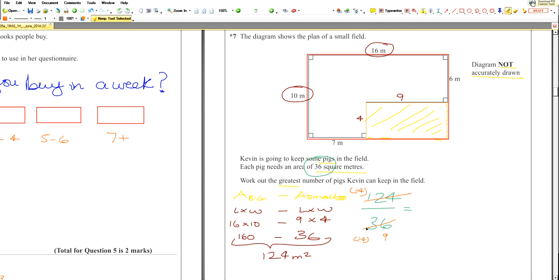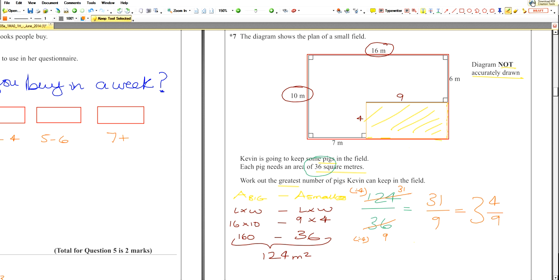So 4 times by 9 is 36. So how many 4s in 124? Any ideas? That'll give you 31. Lovely. So we have now 31 divided by 9. So how many 9s going into 31? 3. Remainder? 4.